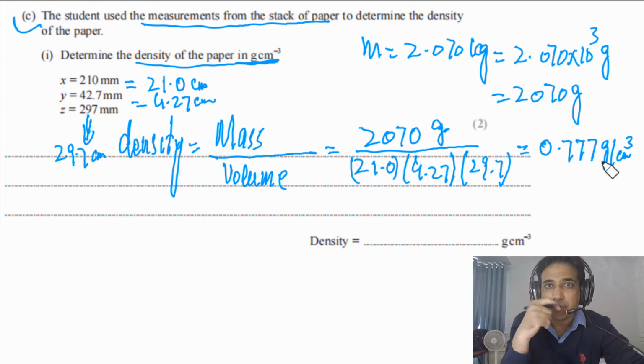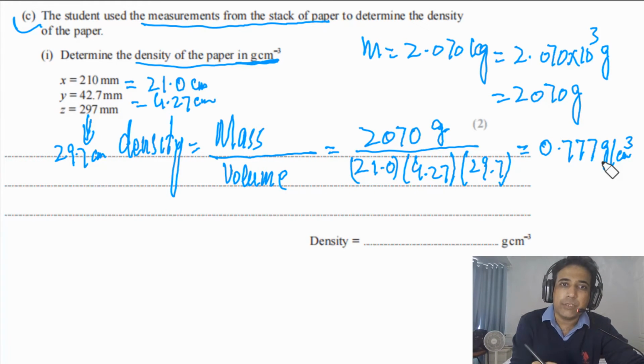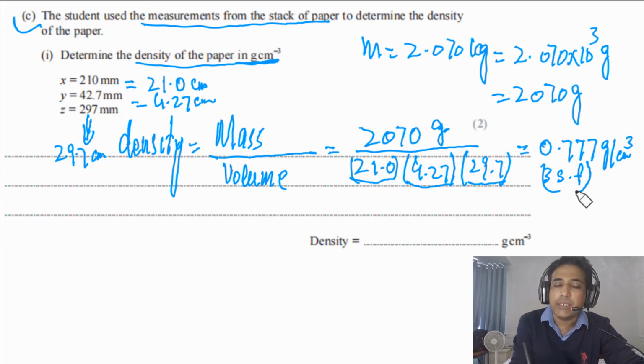Grams per cubic centimeter. For this one we need to understand, as our given data, this has 3 SF, this has 3 SF, this has 3 SF, and this also has 3 SF. So the final answer also should have 3 SF. In the final answer we consider the least number of SF in the given data or one more. So the final answer is 0.77 grams per cubic centimeter.